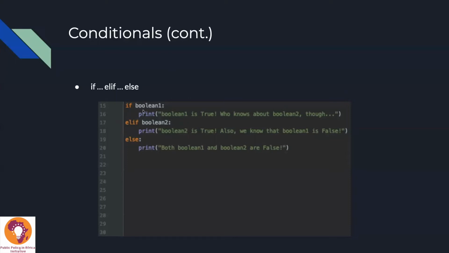Otherwise, if Boolean 1 is false, then we skip to line 17. Then we evaluate Boolean 2. If that's also false, then we go to line 19. It's our catch-all, so we will execute this. Both Boolean 1 and Boolean 2 are false, is what we would print out to the console there.